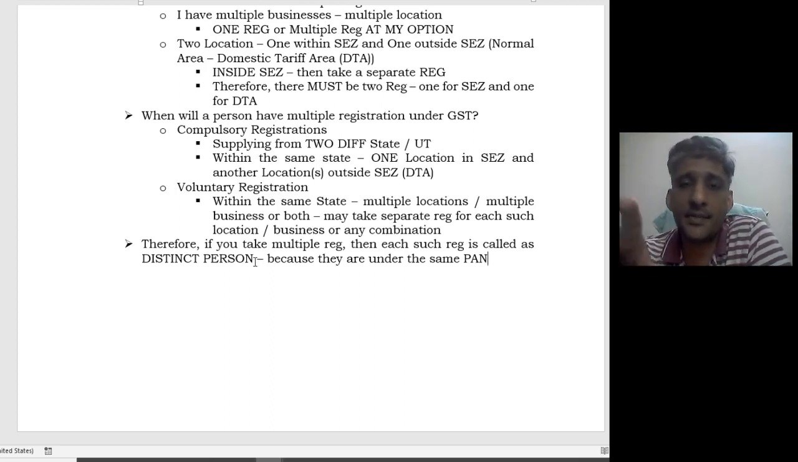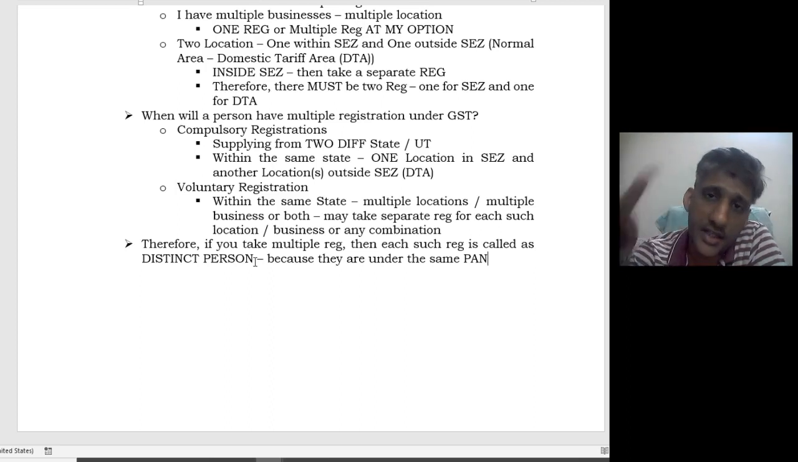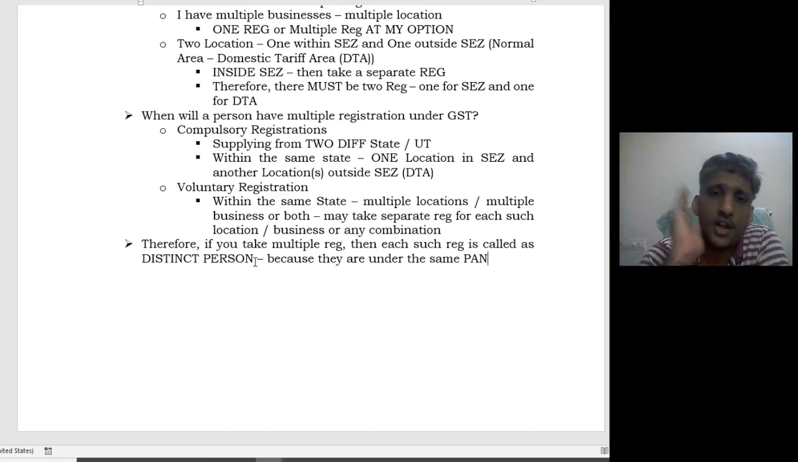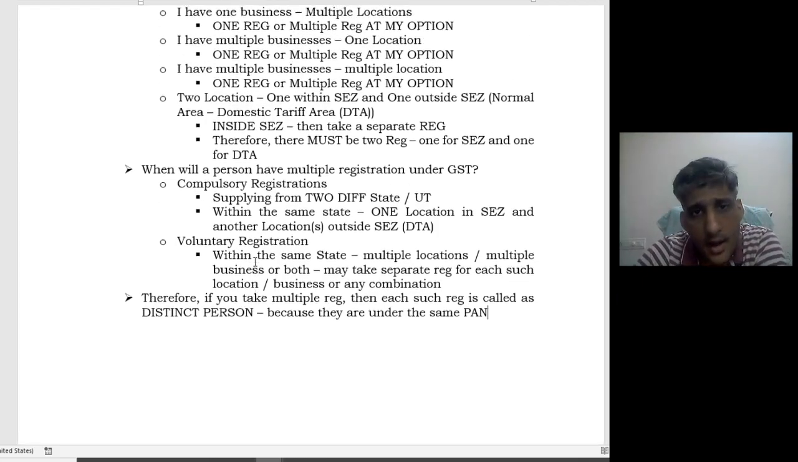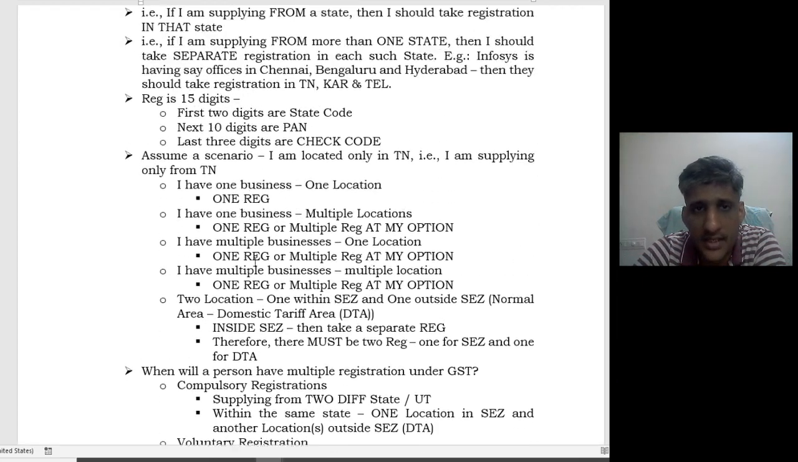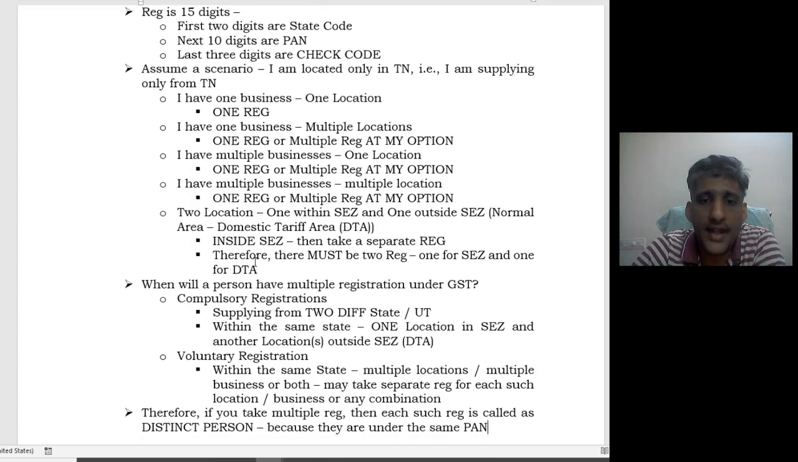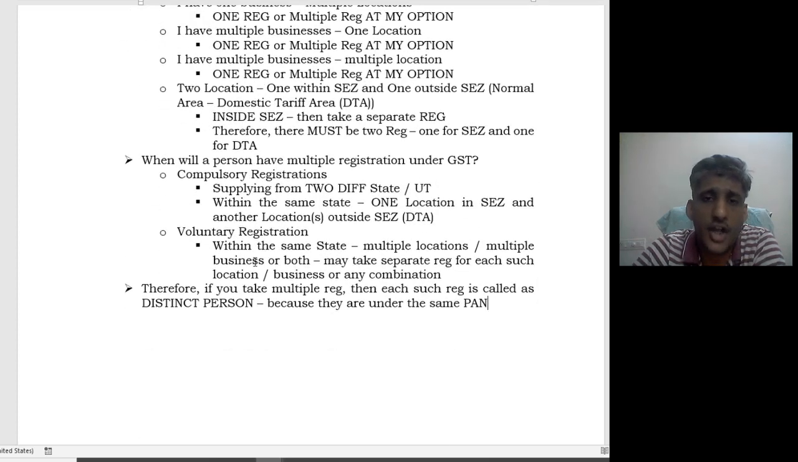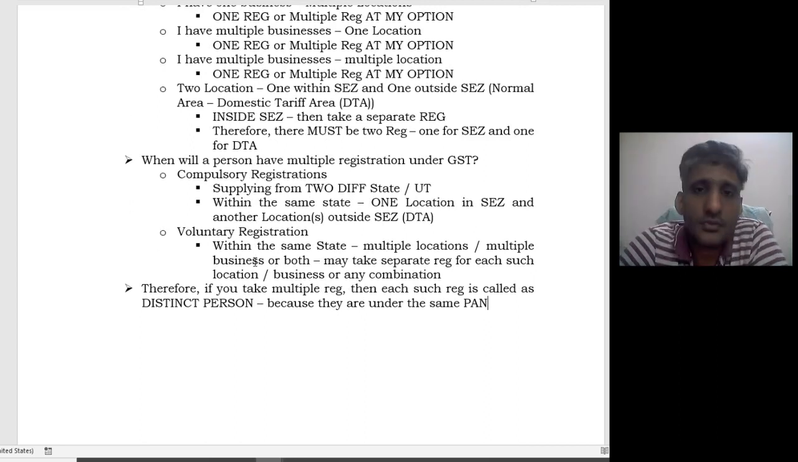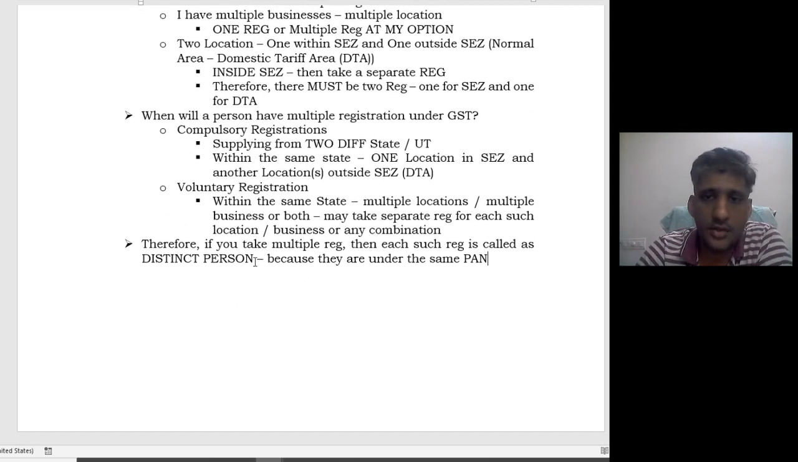If it is non-SZ, then you can take one or two or three or 100 depending on your requirement. Okay. So all this we had already learned while discussing the meaning of the word distinct person during the discussion of schedule 1 supply, section 7, schedule 1, right? This is what we had learned. Yes, again you can note this down. When will a person have multiple registration, or what is the meaning of distinct person? All this you can write down.